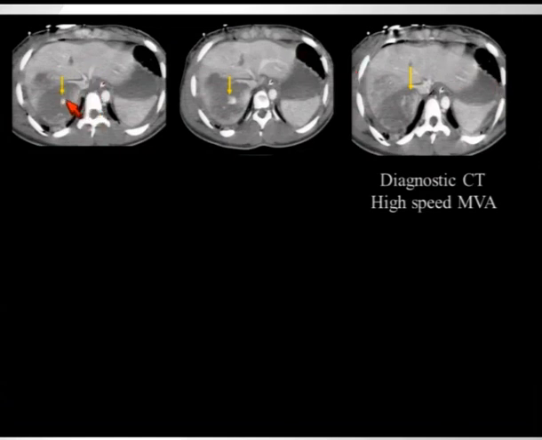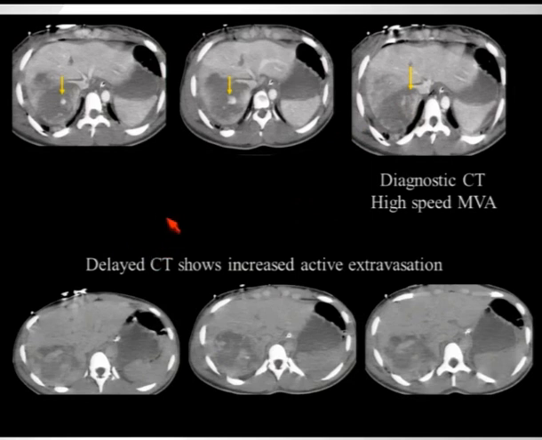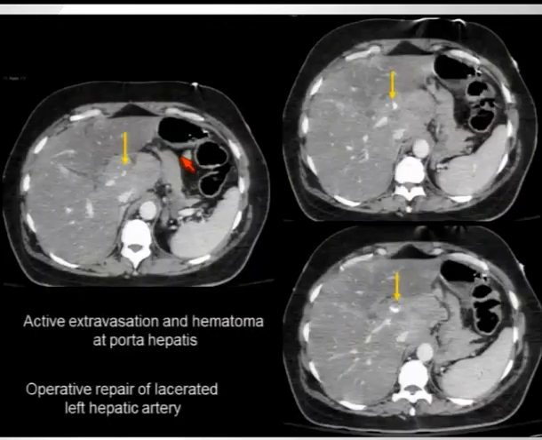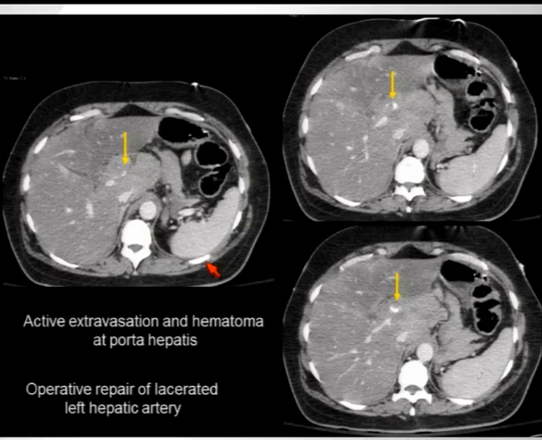So here we have an example where you have a fairly sizable injury to the right lobe of the liver, and you can see some contrast enhancement here. This is active extravasation of contrast, and the delayed scan at 5 minutes shows that this area of abnormality has increased in size, it's changed its morphology. This is active extravasation. Similarly, we have a little area of abnormality just in here in the porta hepatis, an area of active extravasation from the left hepatic artery. This area here is acute hematoma. This is not hepatic parenchyma. This patient went to the OR for operative repair of a lacerated left hepatic artery.